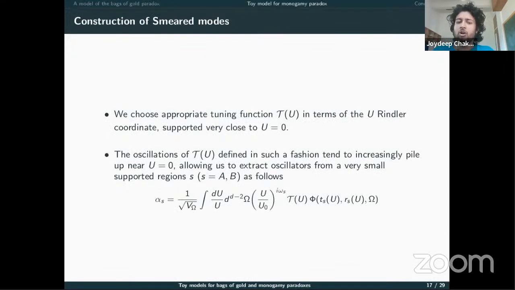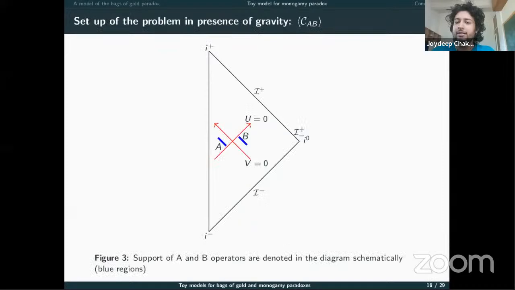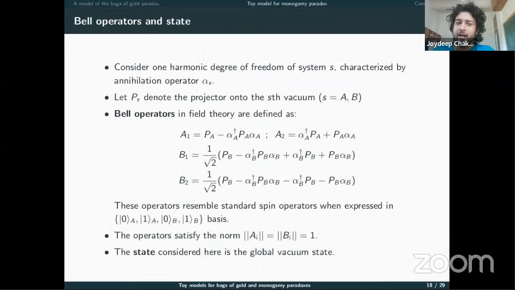We can define these operators alpha_S, where S are the regions A and B, using Rindler smearing, and we demand that they are supported in a very small interval very close to this light cone. We will need another operator, which is the projector onto the S vacuum, and we can use that to write down these Bell operators in field theory, which are the following combinations. These combinations might look a bit messy, but the point is these operators resemble standard spin operators when expressed in the 0-1 basis.